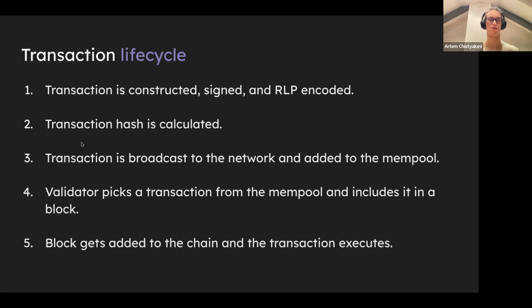Then the transaction hash is calculated, and in this way, the transaction is broadcast to the network, to the node, and added to a so-called mempool. Mempool is the special memory pool in the Ethereum nodes that stores pending transactions. Then a validator picks a transaction from this mempool and includes it in a block. And finally, the block gets added to the chain and the transaction executes. So it is important to understand that a transaction only executes when it is added to the block, and the block is included into the blockchain.